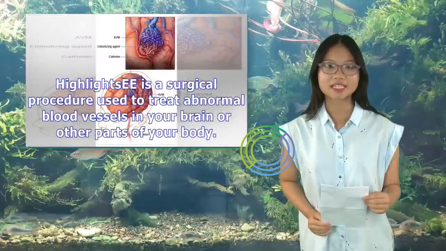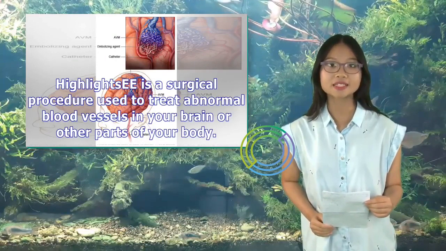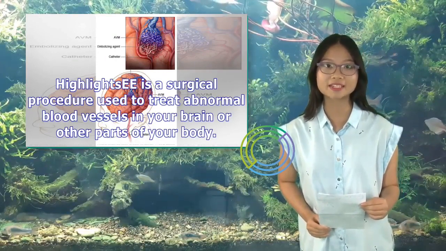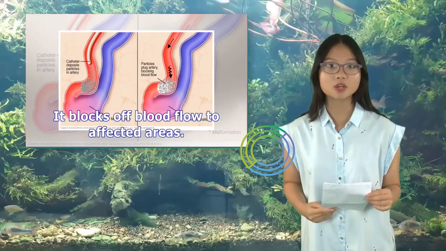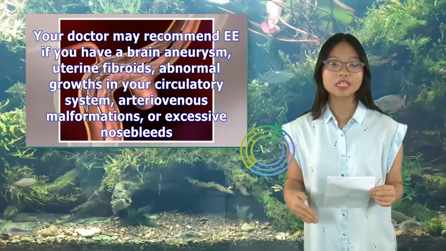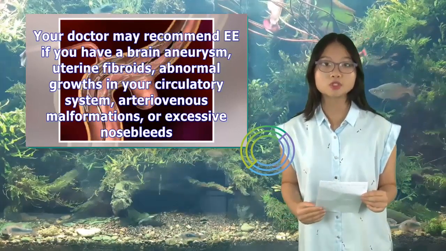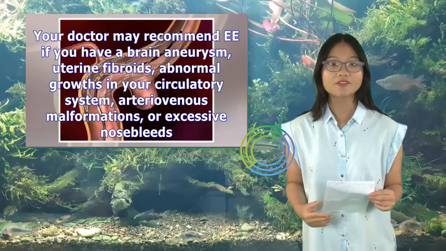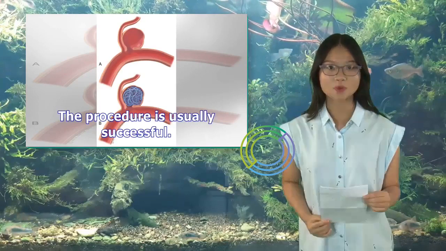Highlights. EE is a surgical procedure used to treat abnormal blood vessels in your brain or other parts of your body. It blocks off blood flow to affected areas. Your doctor may recommend EE if you have a brain aneurysm, uterine fibroids, abnormal growths in your circulatory system, arteriovenous malformations, or excessive nosebleeds. The procedure is usually successful.